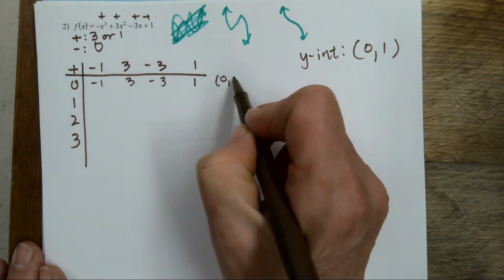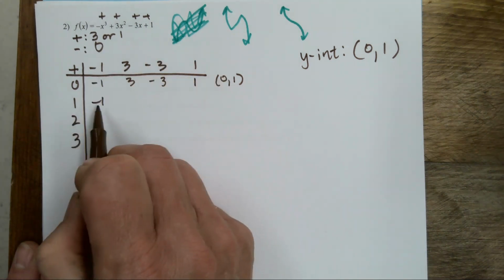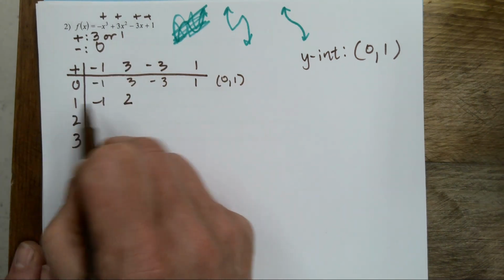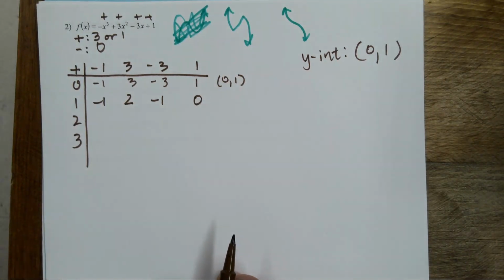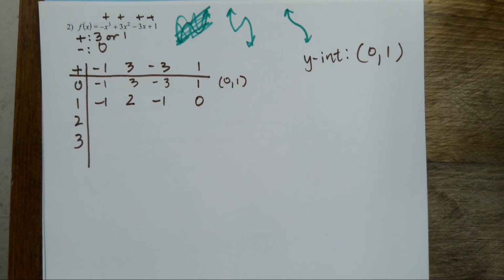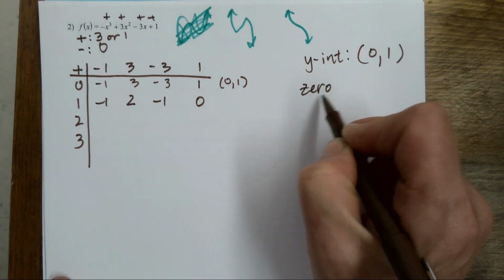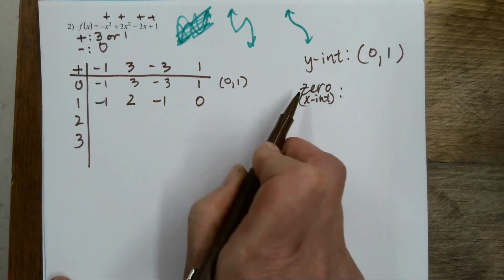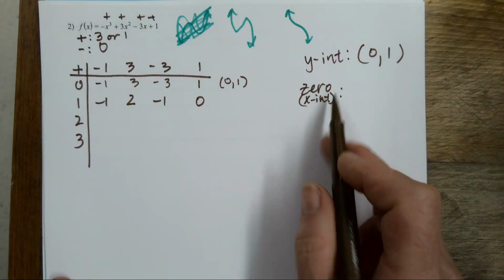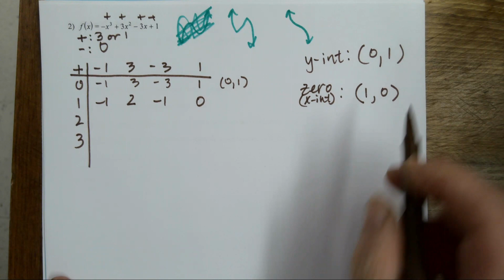So, negative 1, 3, negative 3, 1. That's, remember, the 0.01. I already got that. It happens to be my y-intercept. Then I'll do my 1. Multiply and add. Multiply and add. Multiply and add. Score. I found another 0 right away. So I know for a 0, aka my x-intercept, those two things mean the same thing. That's the interchangeable name that we have. I've got one at 1, 0. Super.